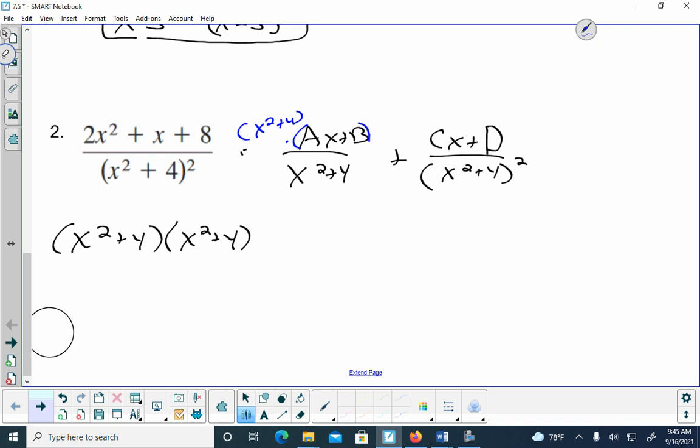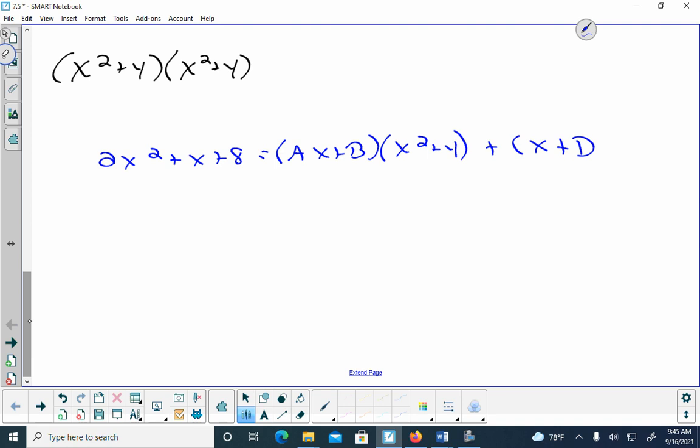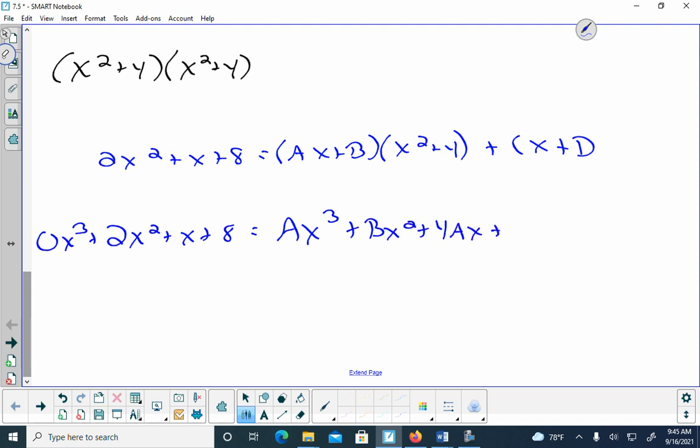So 2x, oh, you know what? I have to leave myself room. So I'm going to have 2x squared plus x plus 8 is equal to, I won't skip steps. And then we're multiplying this by 1, but I'm not going to really write that. And so now I'm going to FOIL. When I FOIL, I realize I'm going to get something raised to the third power, so I might go ahead and write 0x to the third if I want to. I don't have to. Ax to the third plus bx squared plus 4ax plus 4b plus cx plus d.